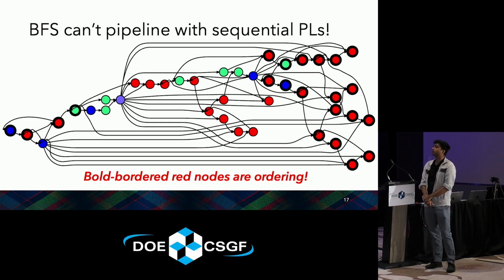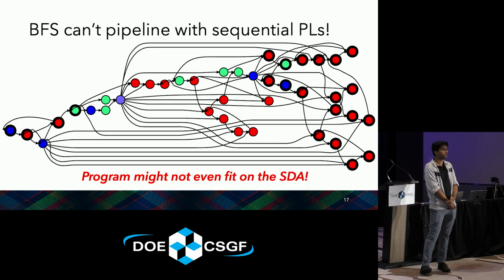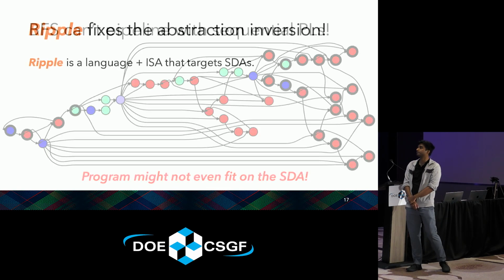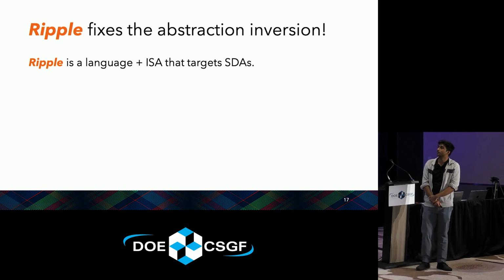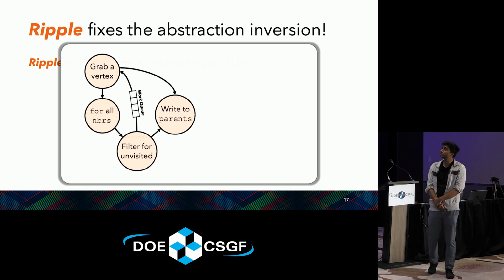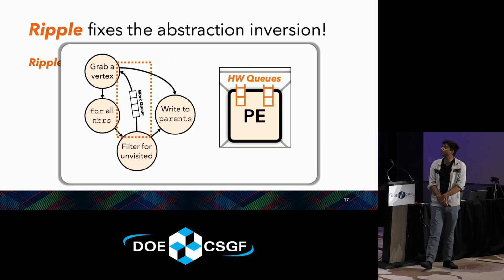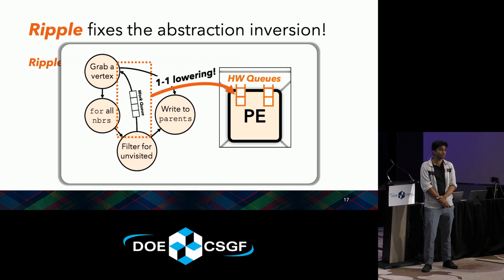So the bold bordered red nodes are all the ordering, so this is the stuff on the right, in addition to all the extra instructions that we needed for the software queue. And so this is so big that it might not fit on the architecture. So what Ripple does about this, and it's a language and an ISA that targets spatial data flow architectures, is that our goal here is we're going to take this work queue and map it directly to a hardware queue here with a one-to-one lowering.